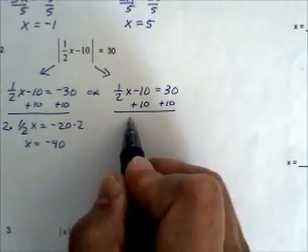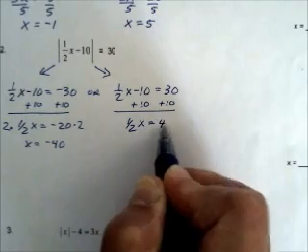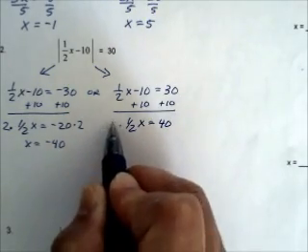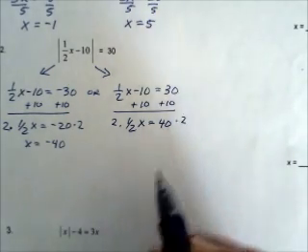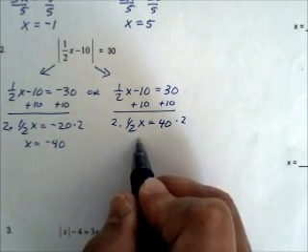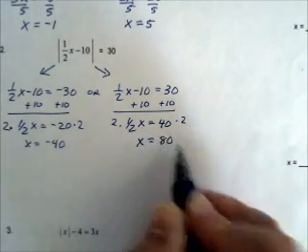Add 10 to both sides, 1/2 x is equal to 40. Again, multiplying both sides by the reciprocal of 1/2, x equals 80.